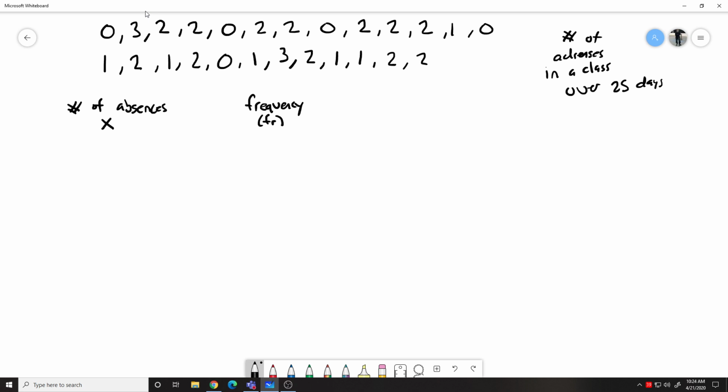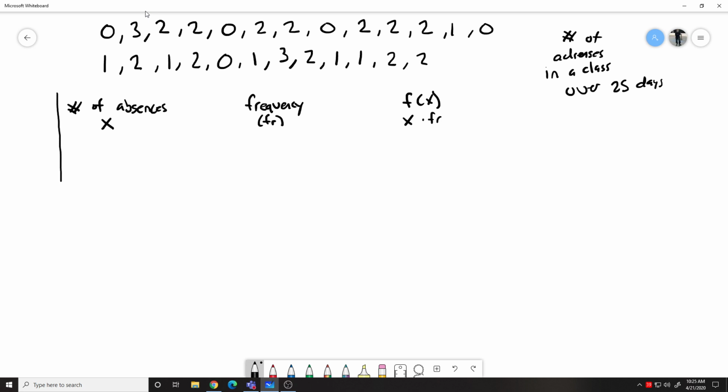In this last column, we're going to turn it into a function of x. We're just going to multiply the number of absences times how many times it happened to get a number. So the function is just going to be x times FR. In other words, take this number, multiply by this number, and get this number in this column.